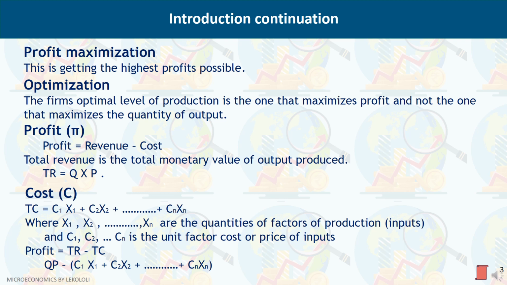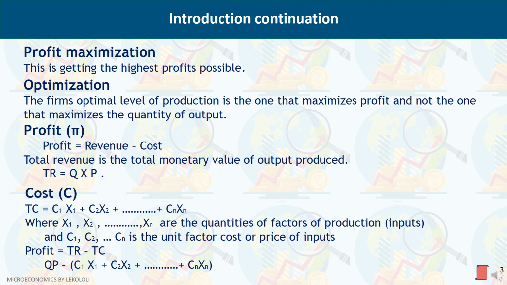Now, here is a crucial insight. When a firm aims for its optimal level of production, it's not always about making the most goods or the most services, it's not about making the most stuff. It is about finding the sweet spot that gives you the maximum profit. Now, profit, this is the magic number. It's what you have left after you have paid all your bills. To calculate it, you simply subtract your costs from your revenue.